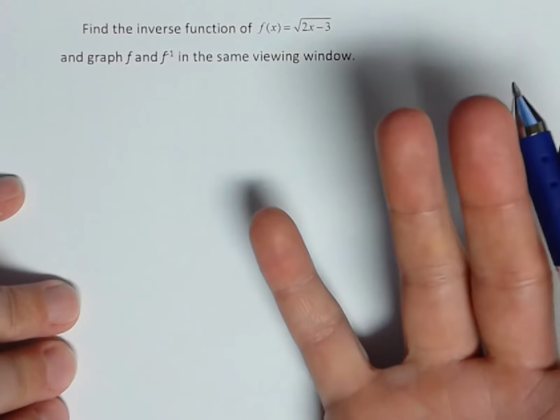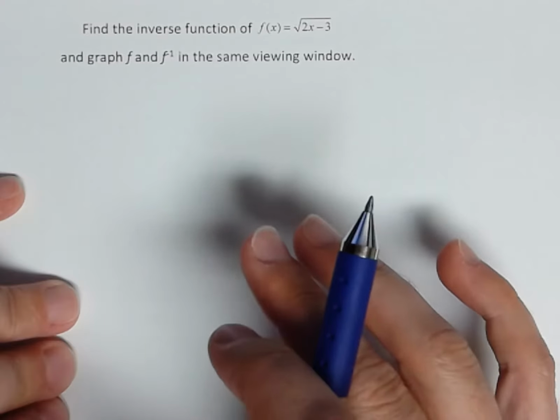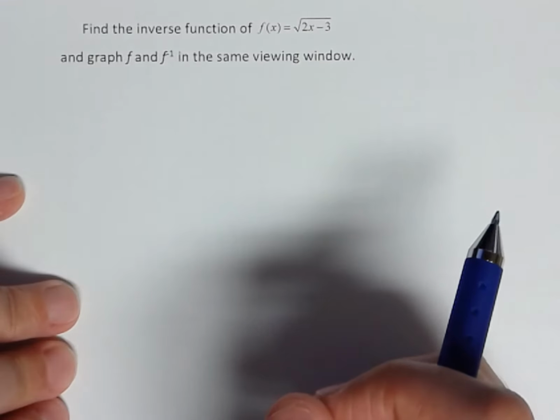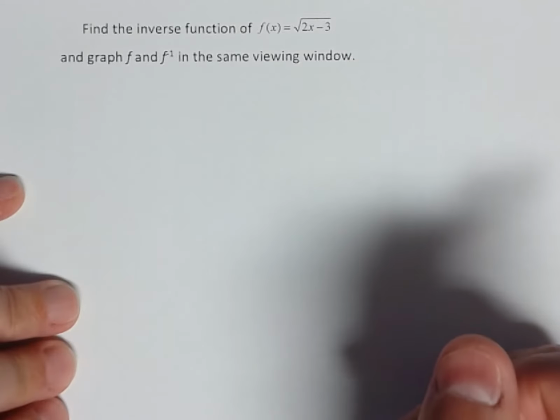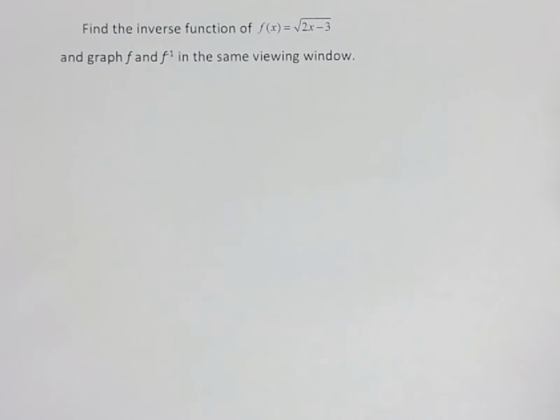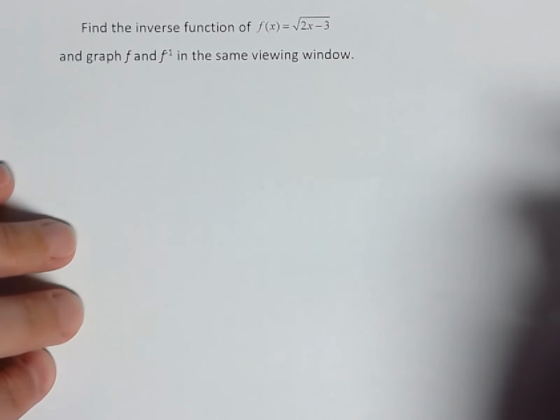Remember that visually, we should see a function and its inverse are reflected, or they're symmetric about the line y equals x. That's just a good visual check for us. So let's go ahead and work on this thing. So replace f of x with a y.